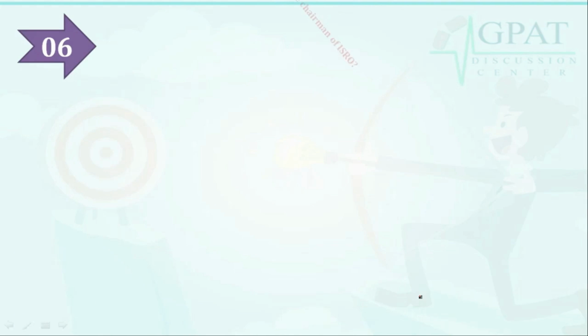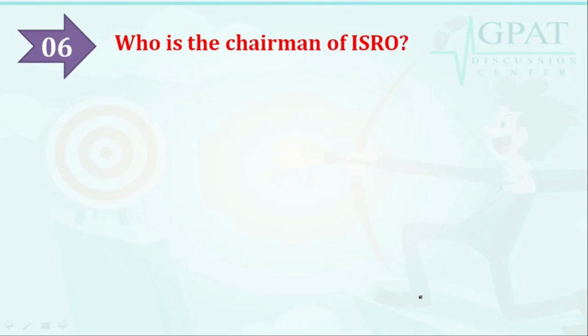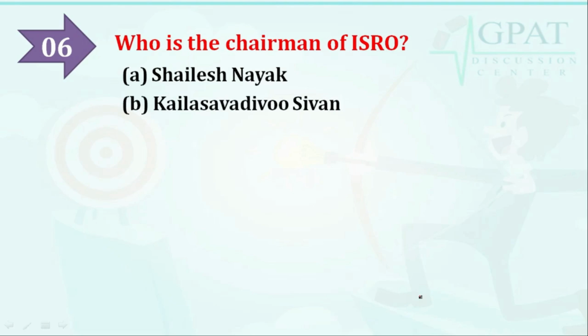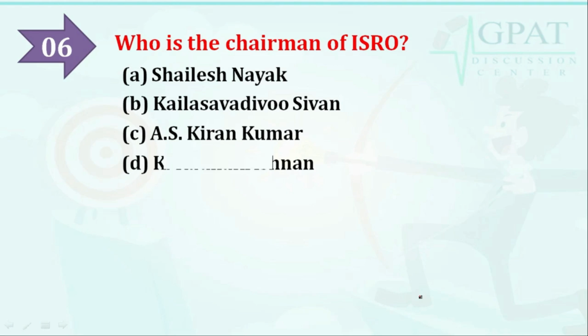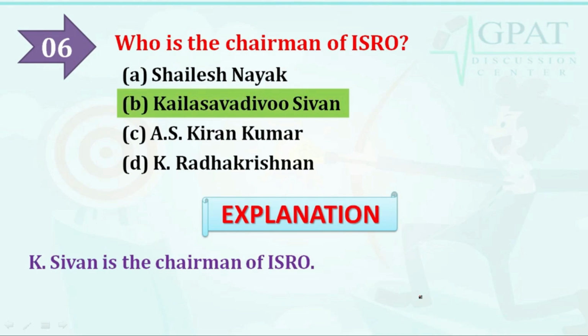So the next question is, who is the chairman of ISRO? And the options are A, Shailesh Nayak, B, A.S. Kiran Kumar, C, K. Radhakrishnan, and the option D is correct, and K. Sivan is the chairman of ISRO.